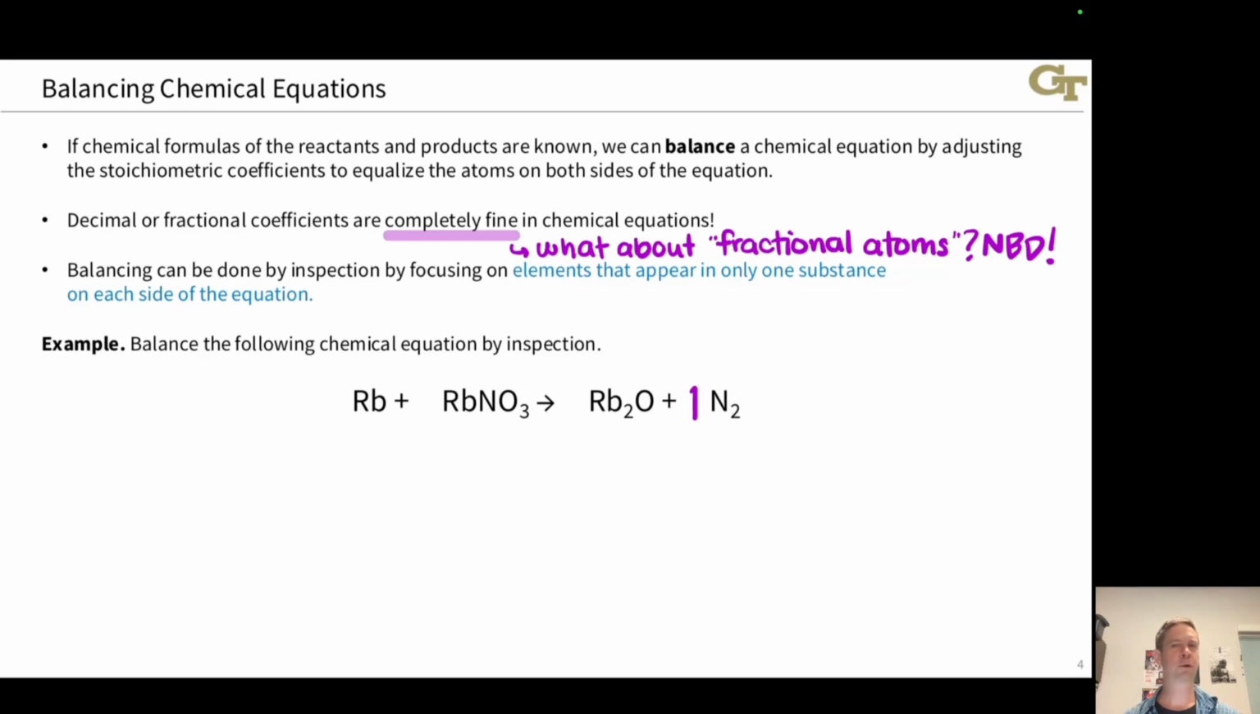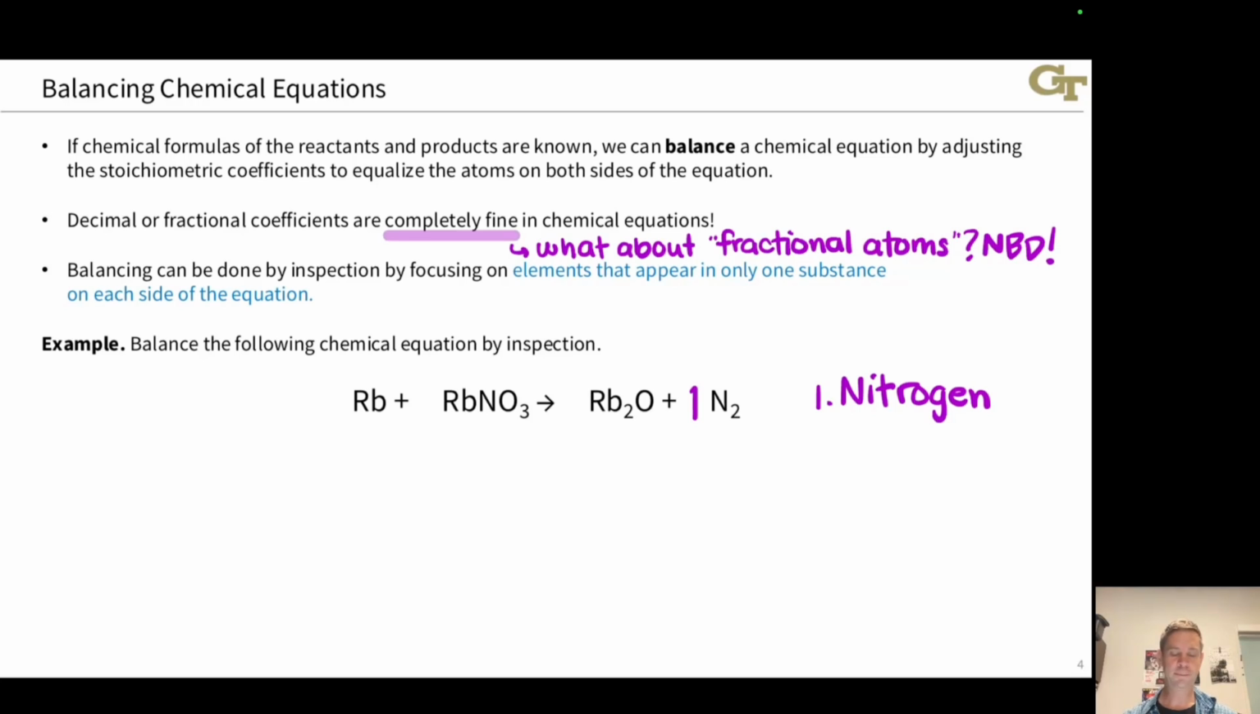All right, so the first thing I'm going to look for is an element that appears only in one species on the left and one species on the right. And actually, I'm going to pause. I recommend you pause the video and identify an element of that type before I move forward. All right, let's take a look.